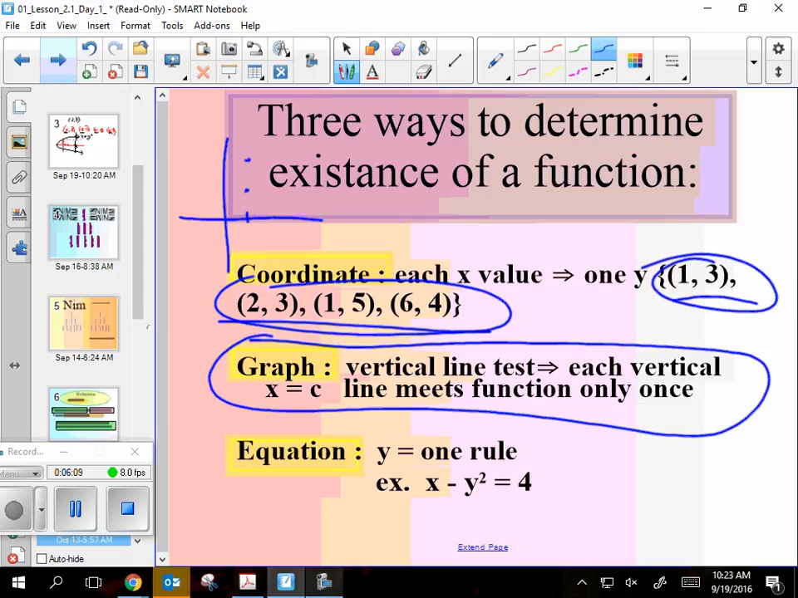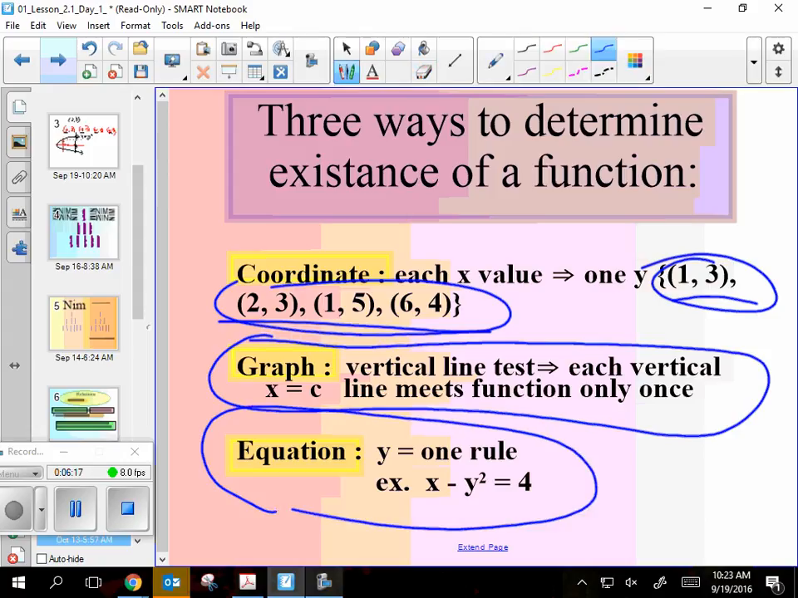If you get stuck on the point thing, you can always graph the points and see if it passes a vertical line test. But there's a third way. The third way is, if you look at its equation, this is important now, every graph has an equation. It's not whether or not it has an equation. The question is whether or not its equation, when solved for y, gives you only one thing.